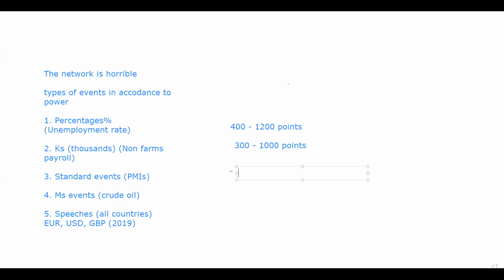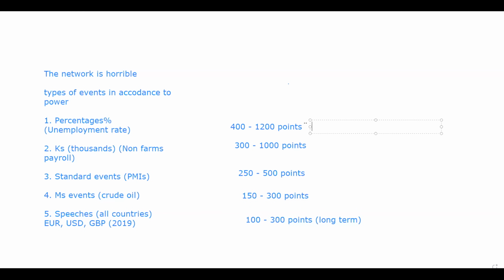The standard events, we are looking at about 250 to 500 points. These are just based on my personal experiences. Actual facts might slightly be different. EMS events, we are looking at about 150 to 300 points. Remember, like I said, the actual facts might slightly be different. And speeches, we are looking at about 100 to 300 points, but it's more or less long term, right? It's not something that's going to happen immediately.